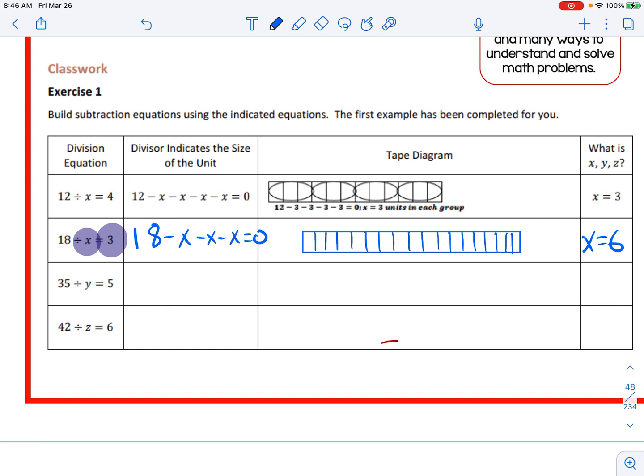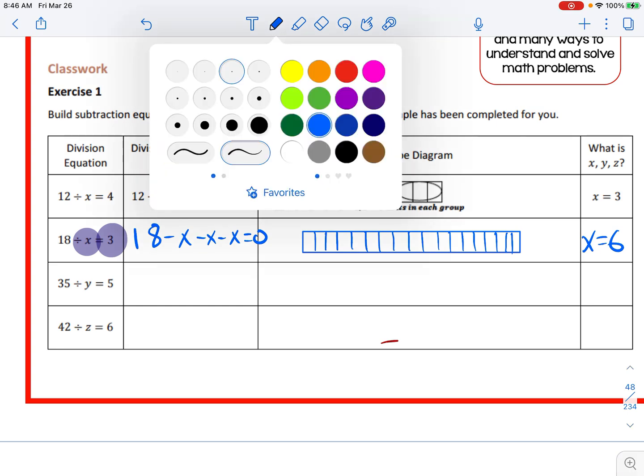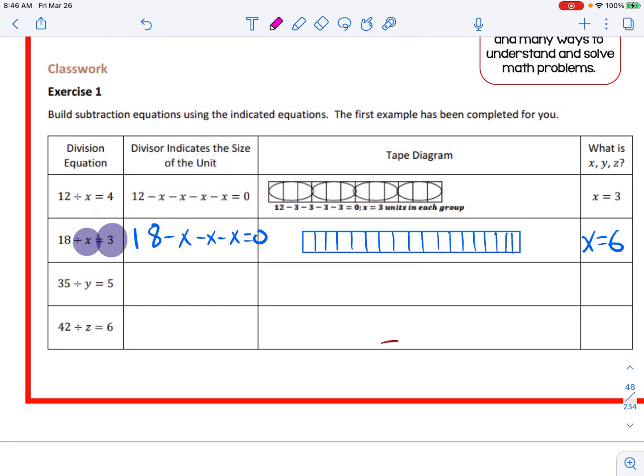18 units, I'm going to circle 3 groups of 6. There's 1 group, there's 2 groups, and there's 3 groups. So now we have 3 groups of 6. 18 divided by 6 equals 3. So 18 minus 6 minus 6 minus 6 is going to equal 0.